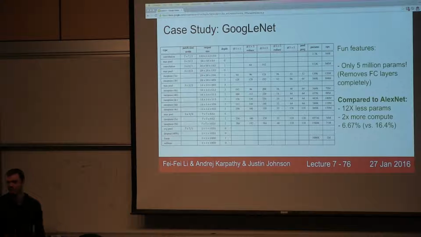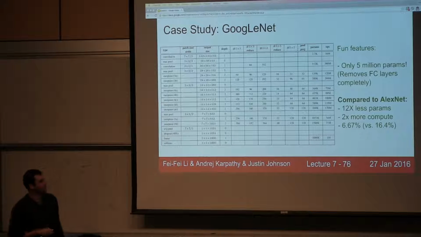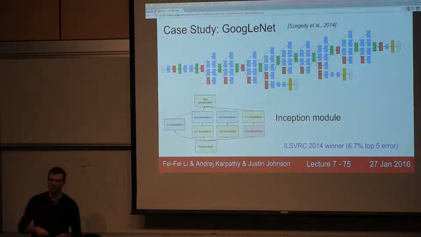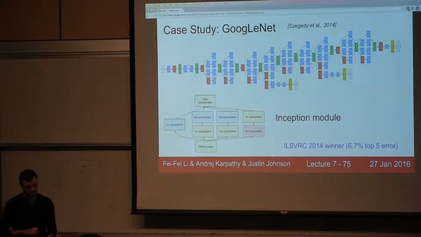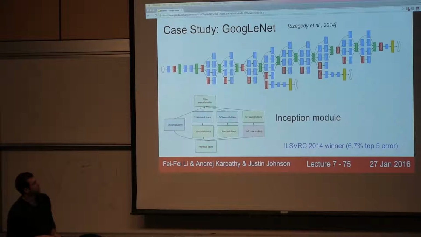Question? How much does accuracy drop off if you do top 3 or top 2 instead of top 5? Yeah, thank you. So you're just trying to get a sense of the scale of these. So I think 5% top 5 error is roughly 20% top 1 error. I don't know the in-betweens, but that's roughly the conversion. Okay, so that was GoogleNet in 2014.